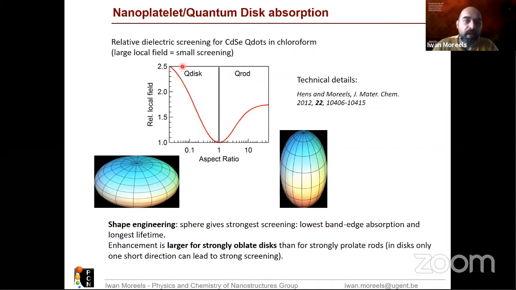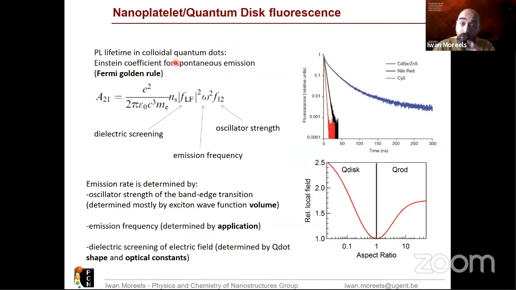If you go to very extended nanoplatelets, you can get an enhancement of the local field, of the field inside your particle, by a factor of 2.5. And this is one of the reasons why nanoplatelets have stronger absorption coefficients compared to quantum dots. But it also has a very strong influence on the fluorescence of the nanoparticle.